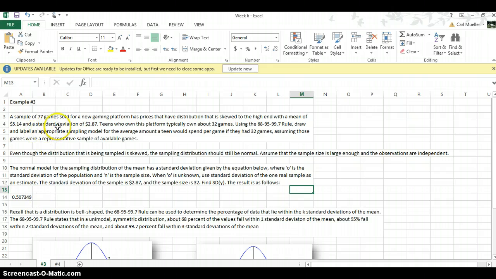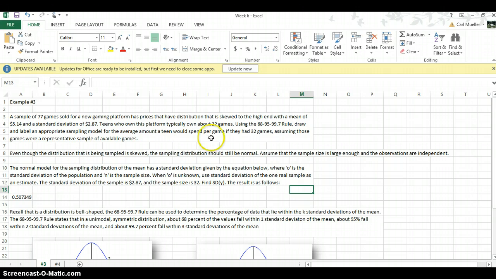A sample of 77 games sold for a new gaming platform has prices that have a distribution that is skewed to the high end, with a mean of $5.14 and a standard deviation of $2.87. Teens who own this platform typically own about 32 games. You can kind of tell, policy-wise, $5 is the mean. It's not too bad a deviation.